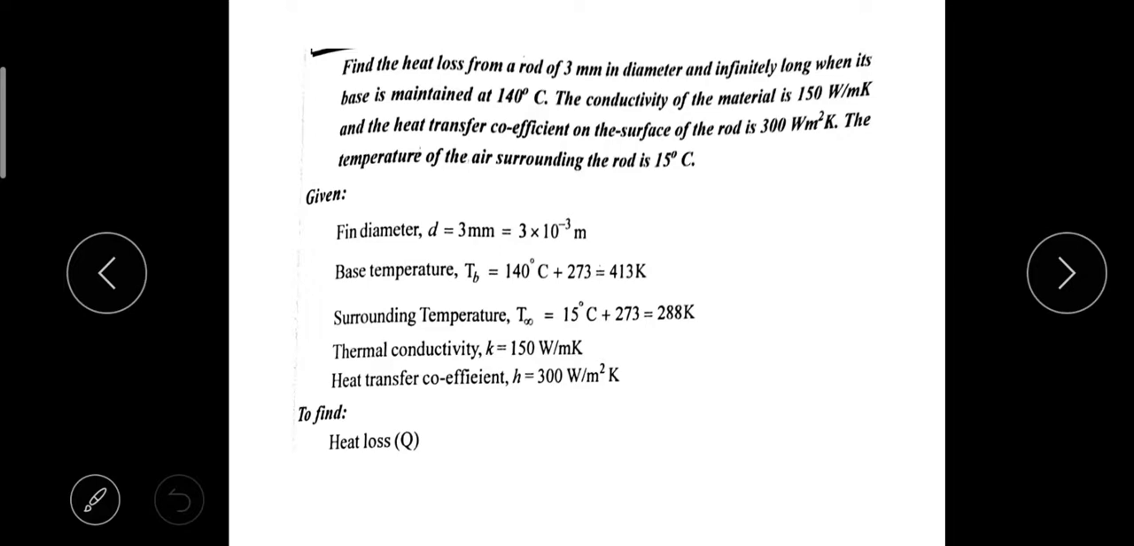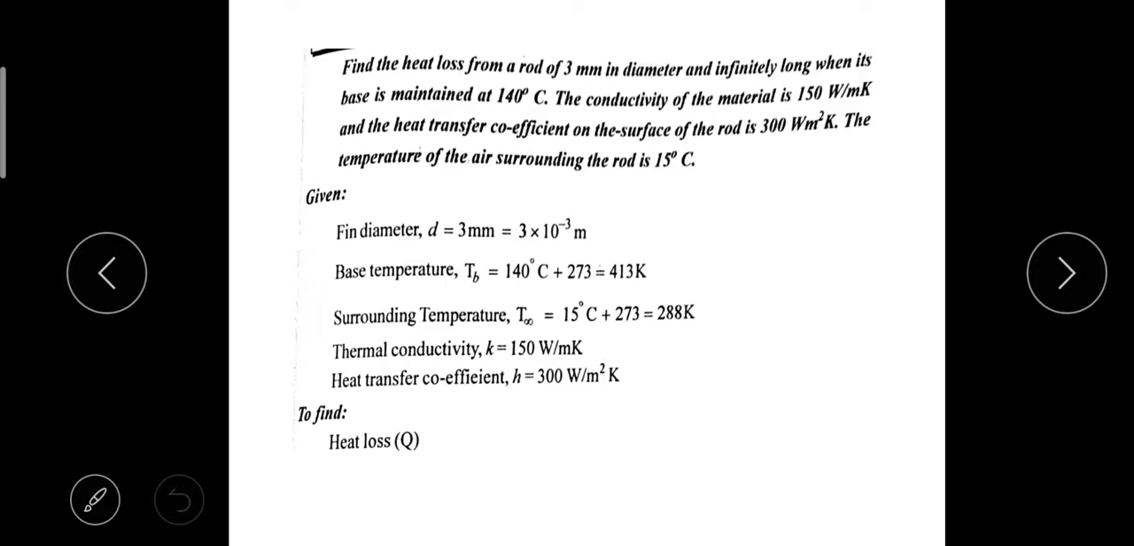So this sum is for fin. We know this one. What is the purpose of using the fins? It is to increase the heat transfer rate from one place to another. Its other name is extended surface. It is an extended surface or fins. Both are the same.